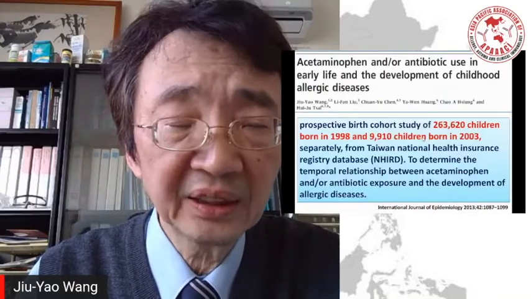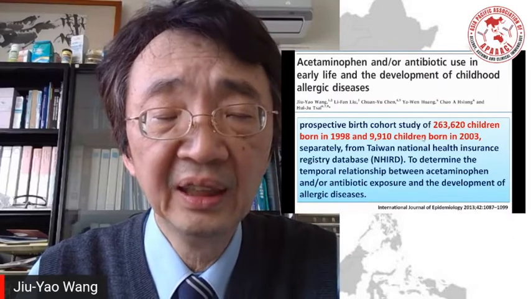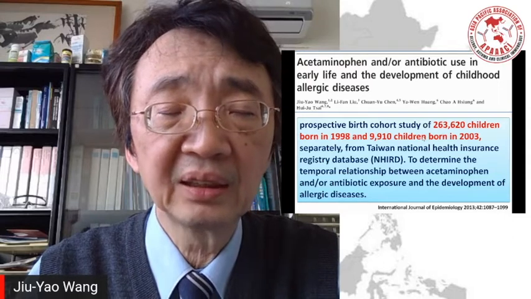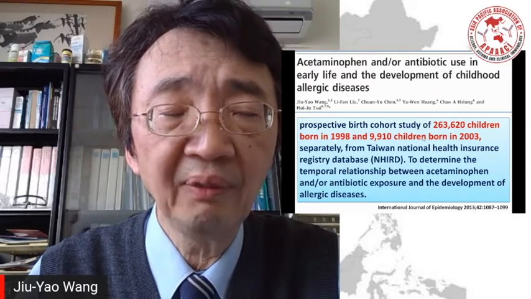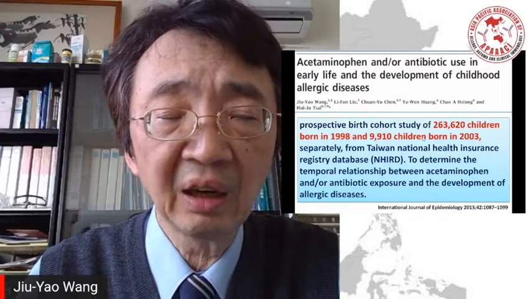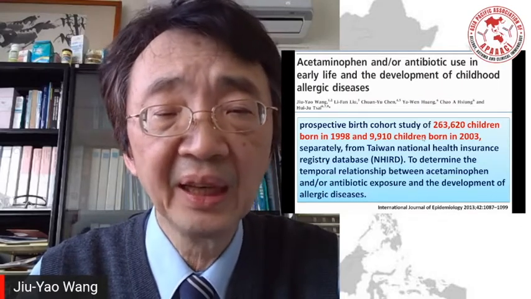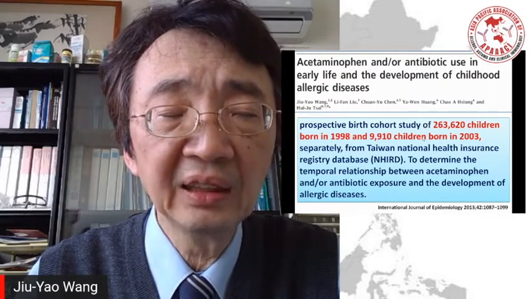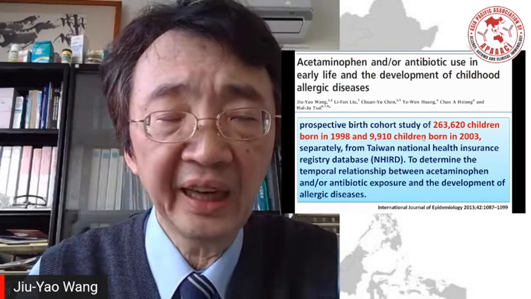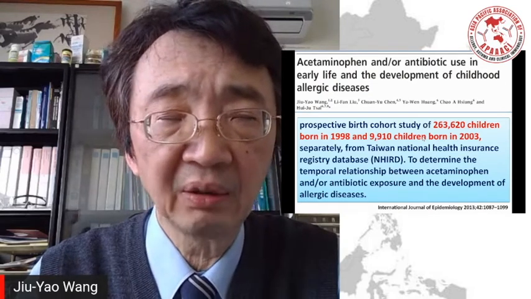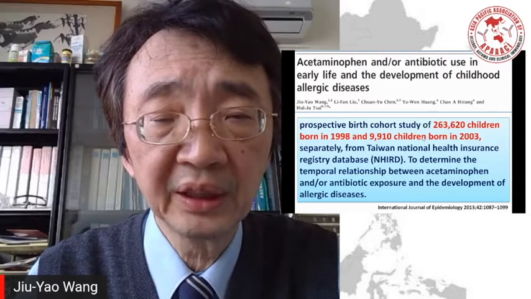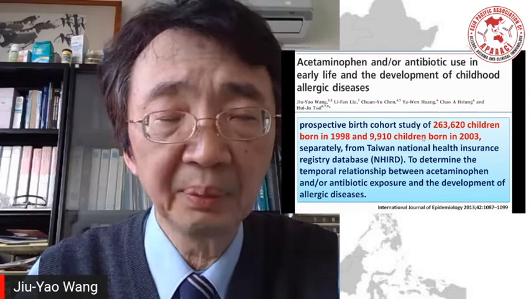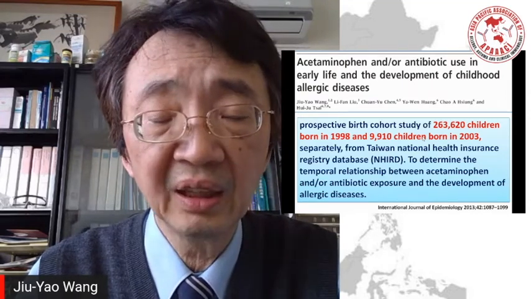So according to this hypothesis, we collected our national health database, and we used newborn babies and followed them up for 5 years and asked one simple question: if these newborn children have been administered antibiotics before 1 year of age, is it possible that it will increase the risk for allergy disorders, such as atopic dermatitis, allergic rhinitis, or asthma?